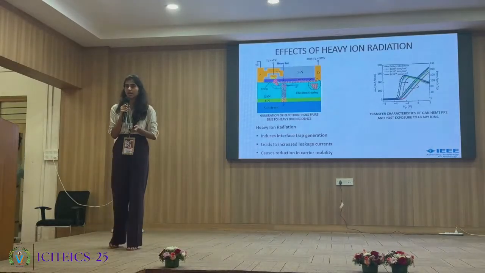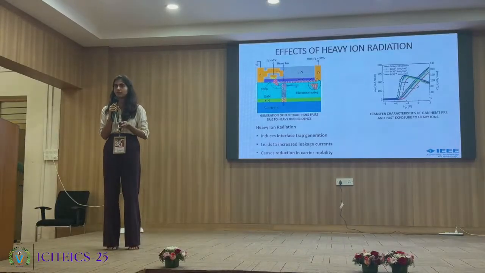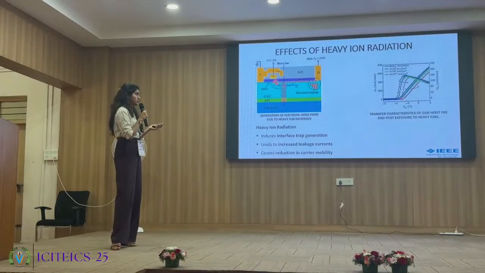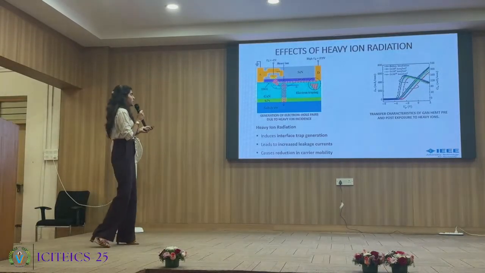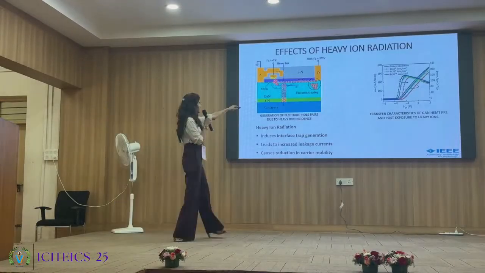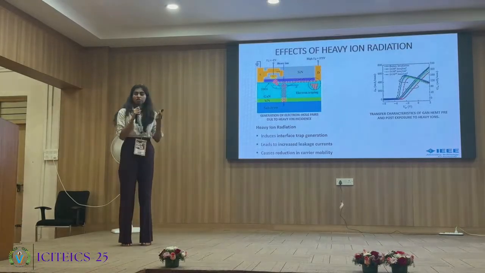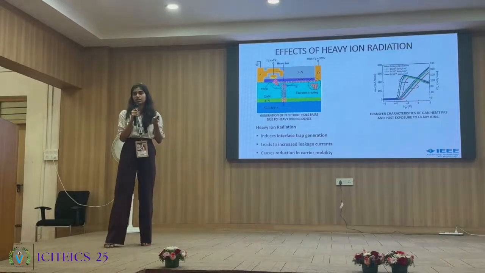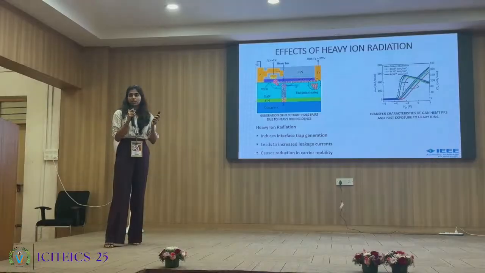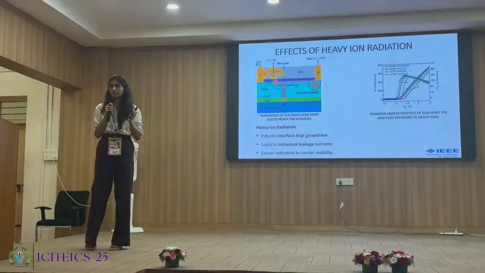Now let's begin with the heavy ions. This type of ion causes severe degradation of gallium nitride devices. When the heavy ions are incident onto the material, there will be a generation of electron-hole pairs. So there will be a generation of interface traps, which are nothing but defects in the material's interface, which are mainly responsible for the alteration of the device's electrical parameters or electrical characteristics.